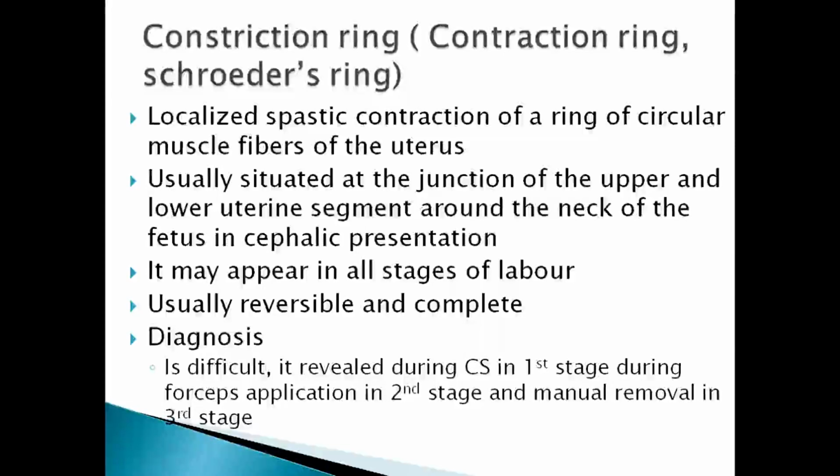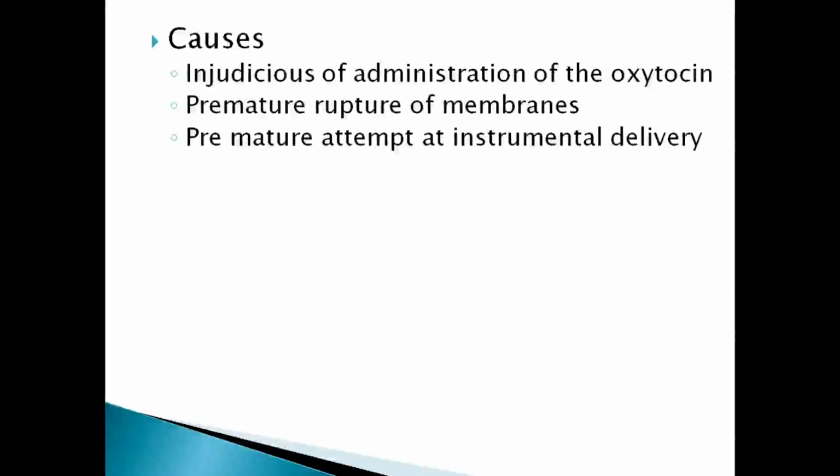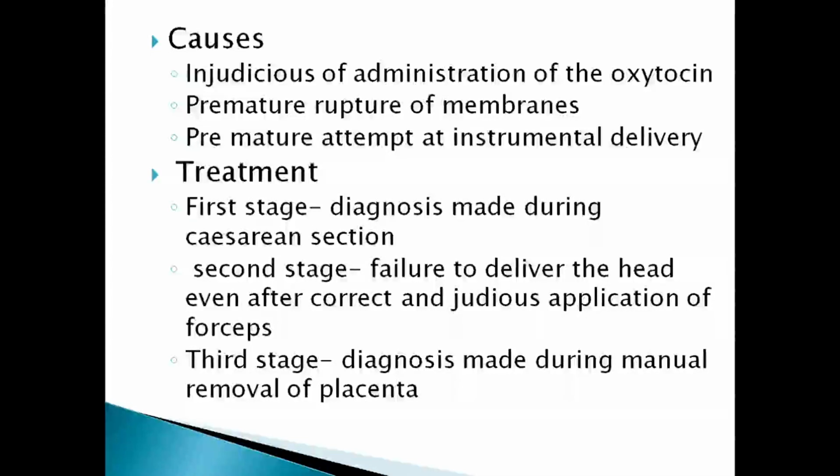It is revealed during cesarean section in the first stage, during forceps application in the second stage, and manual removal during the third stage of labor. Causes: the main causes of the constriction ring include injudicious administration of oxytocin, premature rupture of membrane, and premature attempt at an instrumental delivery through a not fully dilated cervix.